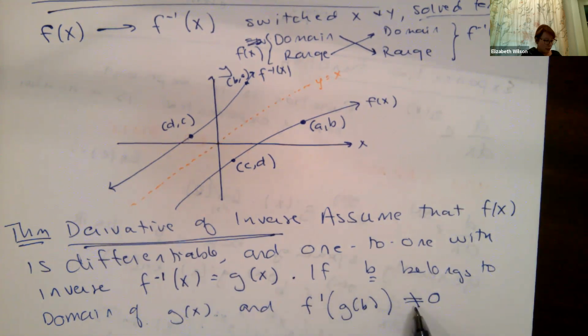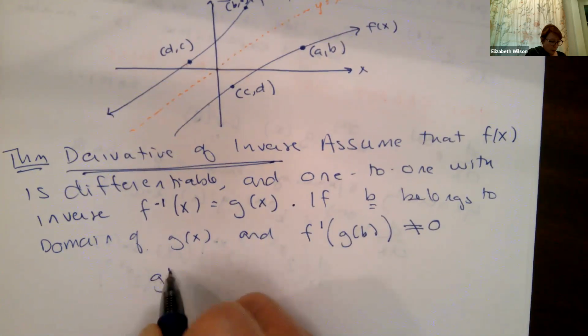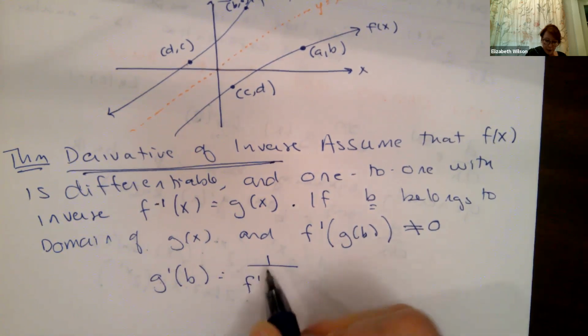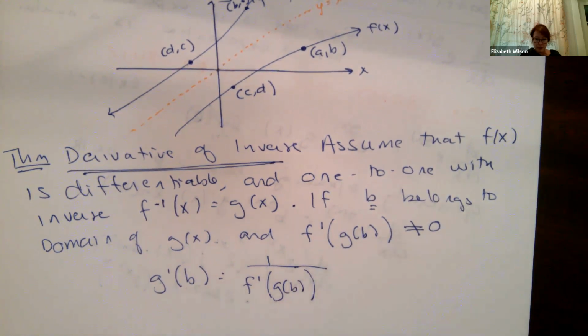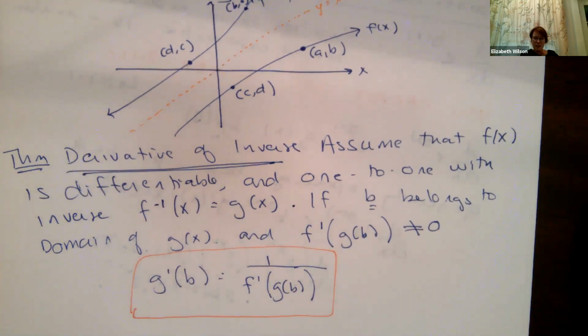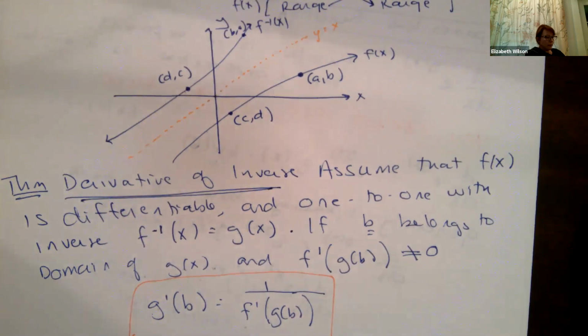That number I can plug into my derivative. As long as that's not equal to 0, then I can say, watch this, this is our magic trick, g prime of b equals 1 over f prime of g of b. That's why we don't want it to be equal to 0. So I'll put a box around that. Then we're going to go back to our graph so you can see where this comes from, right? Like, why am I saying that? So let's go back to our graph and take a look.